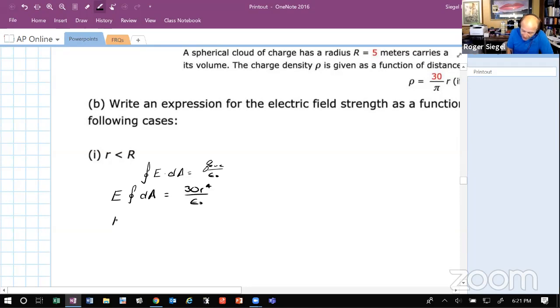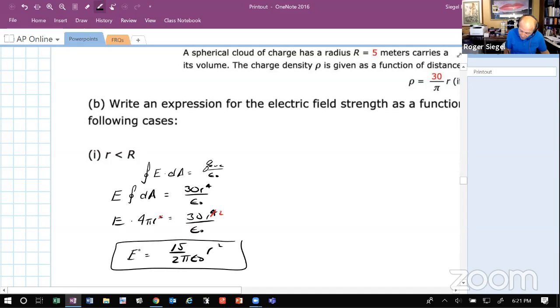And so this is E times an area. And what is it? It's 4 pi r squared, the area of a sphere. And that's going to be 30 r to the fourth over epsilon naught. You can see that we've got a 2 here, that's going to go away, and that's going to become a 2. And what we have then is E is equal to 30 over 4, or 15 over 2 pi epsilon naught, times r squared. And so that is our solution for E as a function of r, when r is less than R.